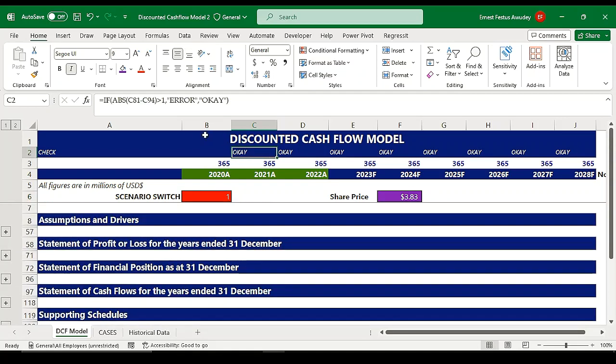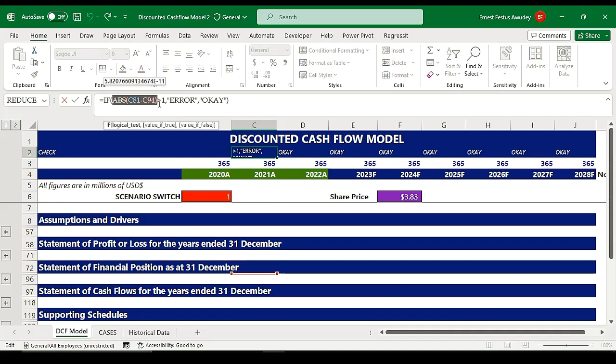So this is what we did. We used the IF function together with the ABS function to determine whether the balance sheet has balanced or not. So we are saying that if the absolute difference between the balance sheet figures, that is our total assets and then the total equity plus liabilities, is greater than 1, then it is an error. Else it is what? Okay, so that is what we did.